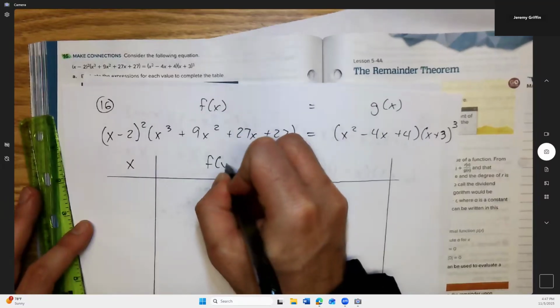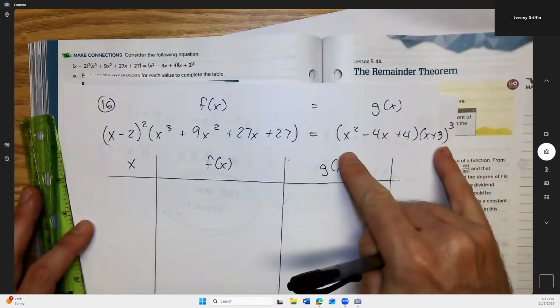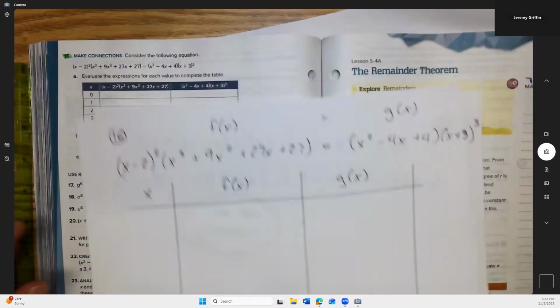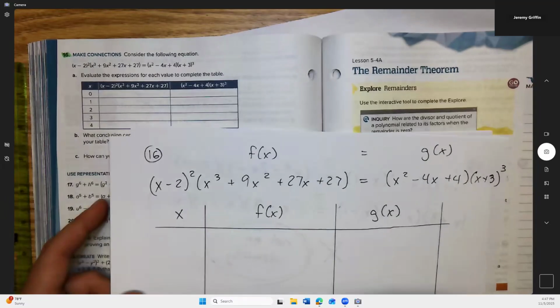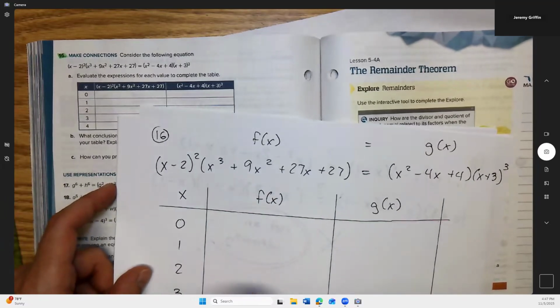I'll say, what is f of x, which is this left expression? What is g of x, which is this right expression right here? Actually, they prescribed 5 x values. Okay, so let's go 0, 1, 2, 3, and 4, and just put them in.